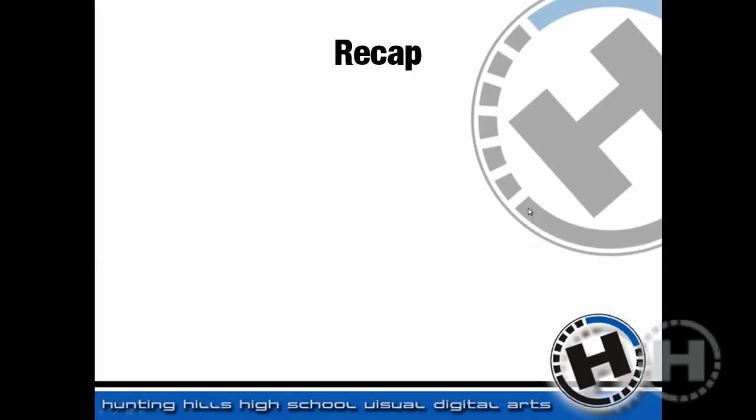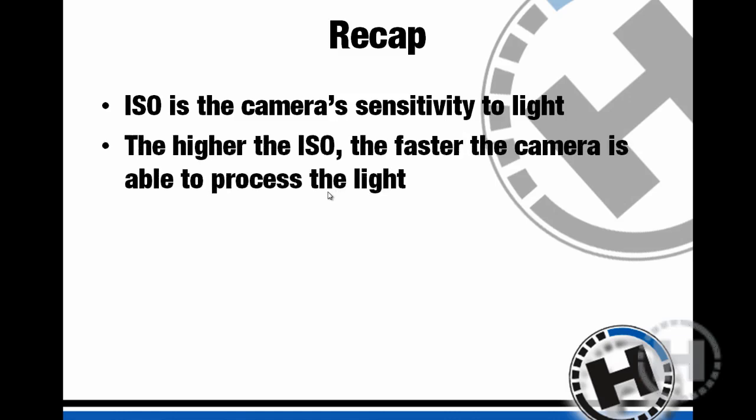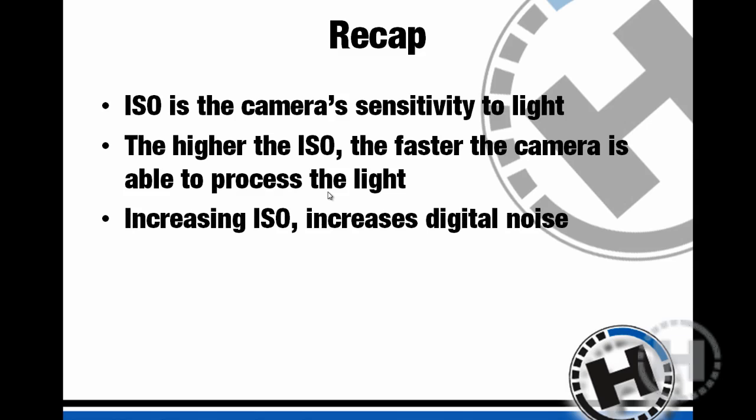Okay, a really quick recap. ISO is the camera's sensitivity to light. It's actually the sensor in your camera that becomes more or less sensitive, but for right now, think of it as the camera's sensitivity to light. The higher the ISO, the faster the camera is able to process the light, the more sensitive it becomes. Increasing ISO will also increase digital noise. So whenever possible, we want to shoot at the lowest ISO possible.